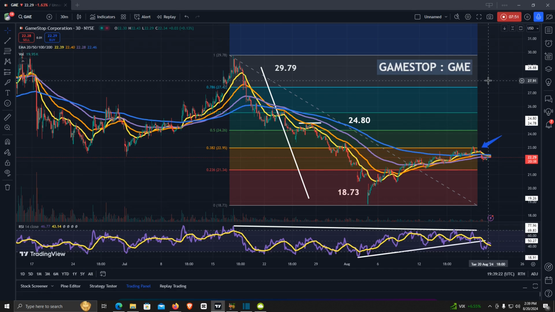So currently, the advice here is to, if you do see a bounce into 24.80, look to exit the position. There are much better stocks to be trading in this market. Here's the current market update for GameStop Corporation, stock ticker GME.